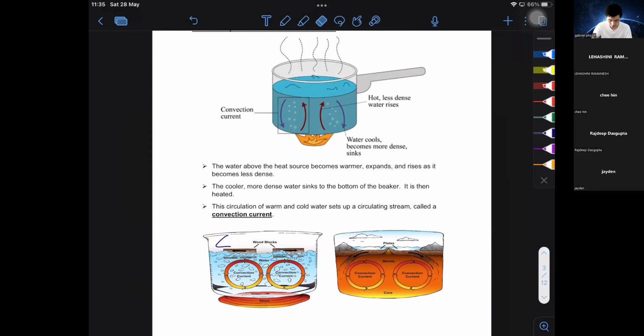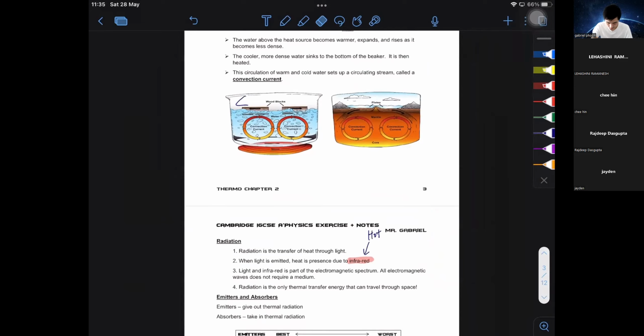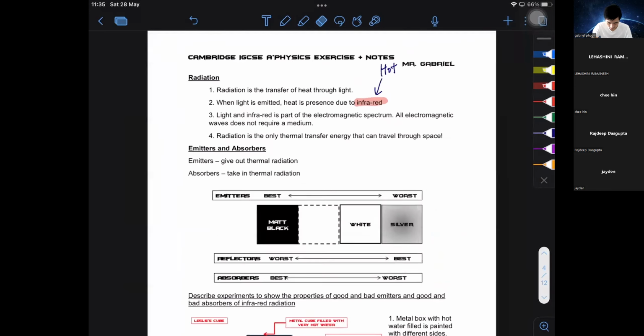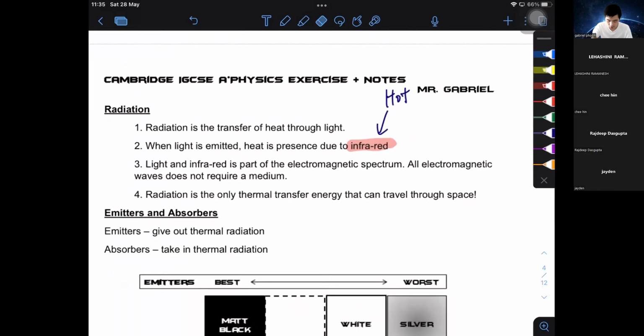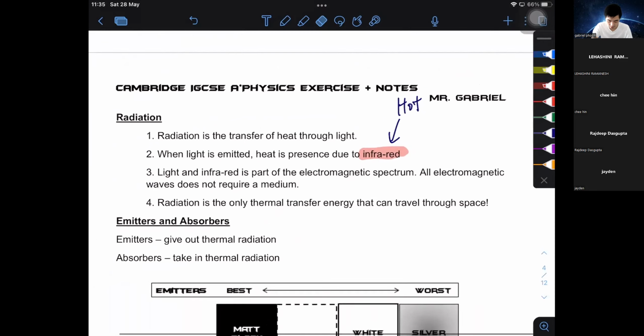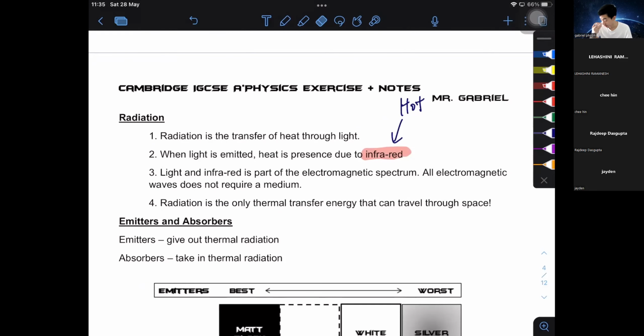Okay, so moving on to the final part here, which is essentially going to be radiation. Now, today, if you talk about radiation, like I mentioned, radiation is the only form of heat transference that could travel from the sun to Earth through the vacuum, right? Now, radiation is quite interesting and easy to understand. Radiation is the transference of heat energy through light.